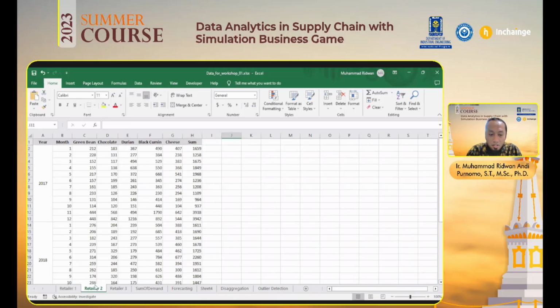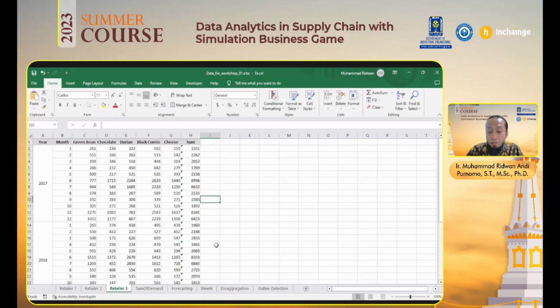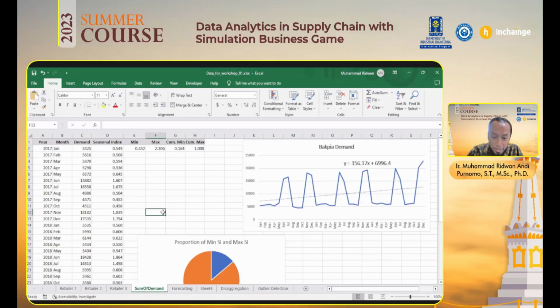We do the same in retailer 2. So here we just type sum and then we block the data in order to sum the bakpia demand. Like that, and we do the same for retailer 3. And after that, we need to combine the data. So here, sum of demand. We record the year 2017, there are 12 records, and also 2018, there are 12 records, and the month is January until December of every year. After that the demand here, we can check, this is the sum of the aggregate demand in every retailer.